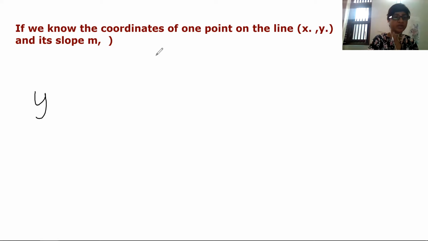Excuse me, is the m in brackets? No, no, it's not in brackets. It is not in brackets. Oh, I took away the whole thing. No? It's not.